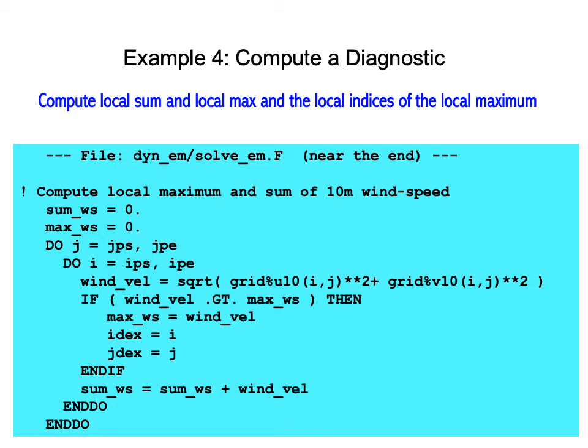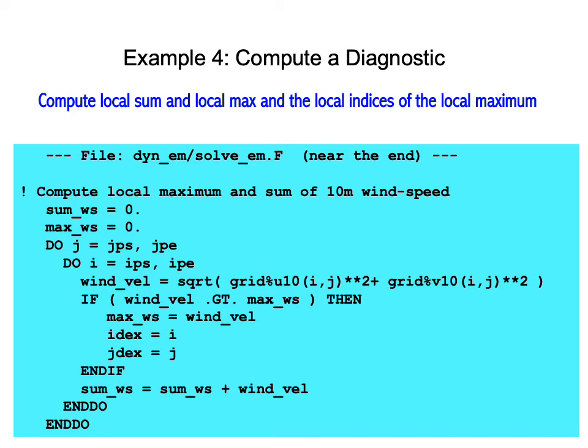Here's what a typical do loop would look like. We are looping over the I and J locations because this is just a 2D array. The P for IPS, IPE, JPS, JPE refers to the patch size. That's the size of our computational domain. We set the wind speed equal to the square root of U and V at the 10 meters. And if it's greater than the previously defined maximum wind speed, then we grab hold of the wind speed value. And if it was larger, we hold on to the indexes.